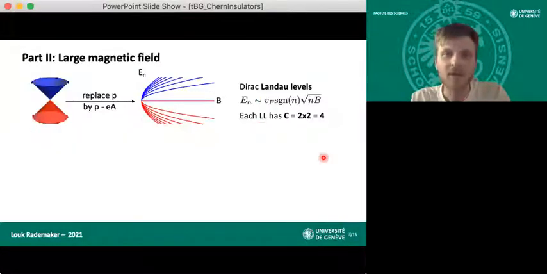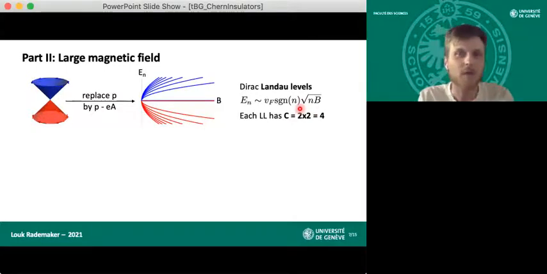Now, for the second part of the talk, I want to talk about the other way to create bands with a Chern number. This is by applying a large magnetic field. So my apologies if this is all known to you, but I want to start again with the Dirac cone. Standard Peierls substitution gives you a spectrum with Dirac Landau levels where the energy is proportional to the square root of the magnetic field and the Landau level index n, which can be 1, 2, 3, also negative numbers, and this is a special thing about a Dirac cone, you also have a 0th Landau level.